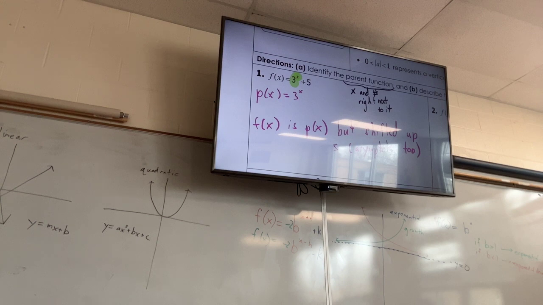The asymptote is actually, I'm going to highlight that in blue. The asymptote is always going to be y equals the blue number. Always that.